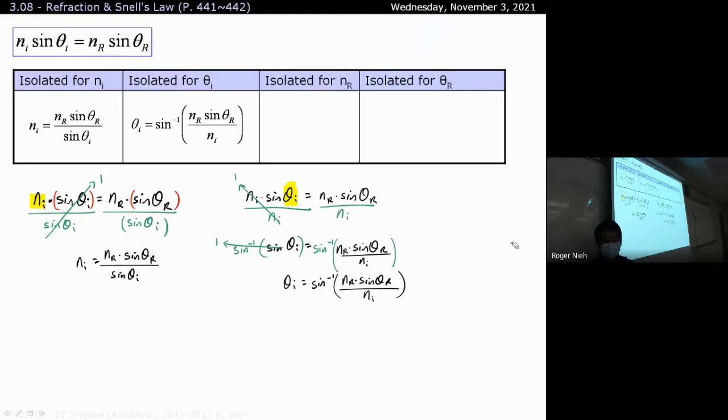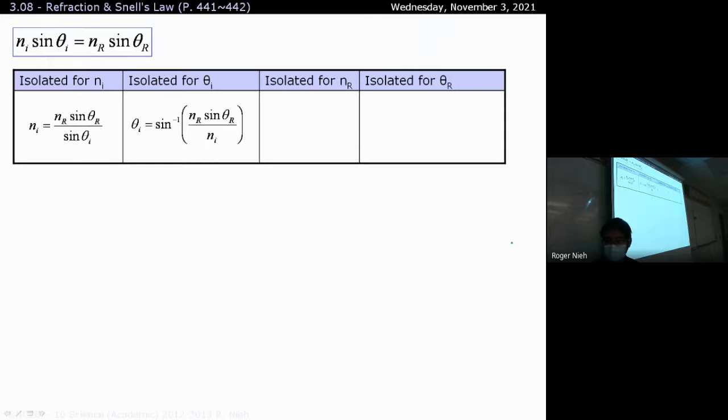All right, can I erase this stuff right now? Again, it has been recorded. Okay, this stuff is recorded right online, or will be posted online. Okay, so let me just erase this stuff right now, and let's isolate for nR. Okay? So we're going to take the formula, rewrite it one more time. nI times sine theta I is equal to nR times sine theta R. I'll highlight what our objective is. We're trying to solve for the nR on the right-hand side.